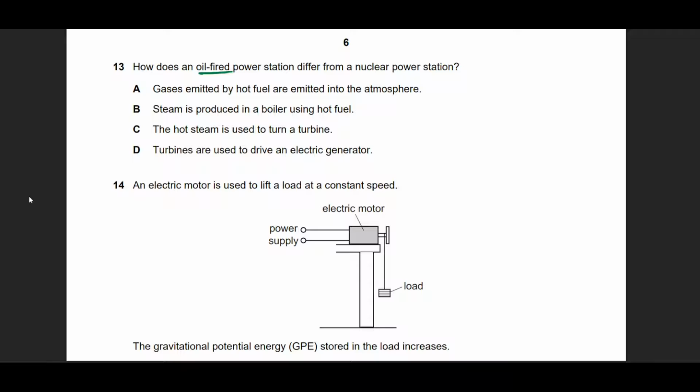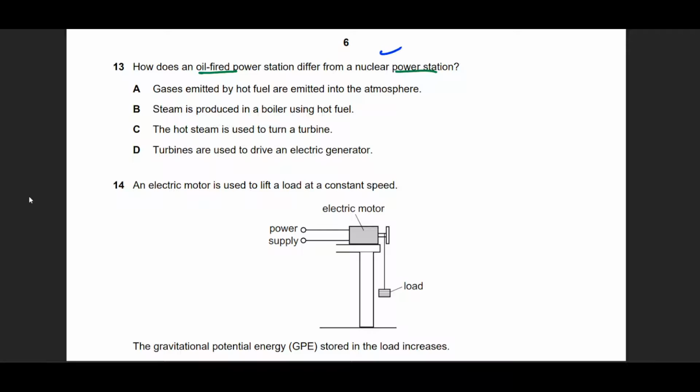How does an oil-fired power station differ from a nuclear power station? You see, primarily, any power station's primary job is to convert any source of energy into heat, into thermal energy, so that we can boil water. From boiling water, we provide that steam to steam turbines, which move the prime mover of the AC generator, and then we get electricity. The main difference between all generating stations is how they make heat.